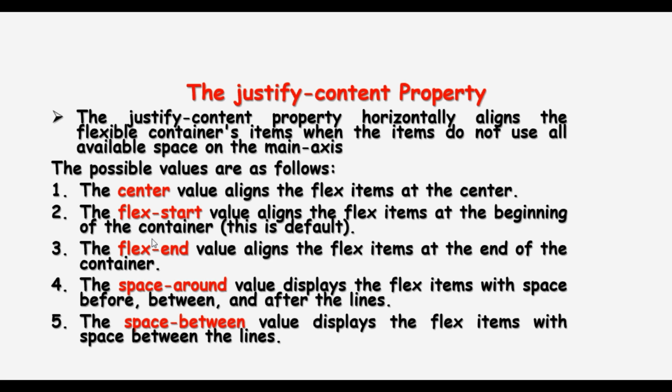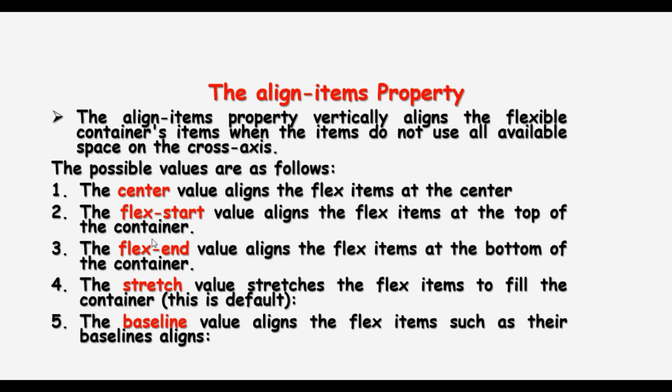We also have flex-end, which aligns the flex items at the end of the container. We have the space-around value, which displays the flex items with space before, between and after the lines. Then the space-between value puts space between the lines. Okay, so we'll see the difference as we practice.